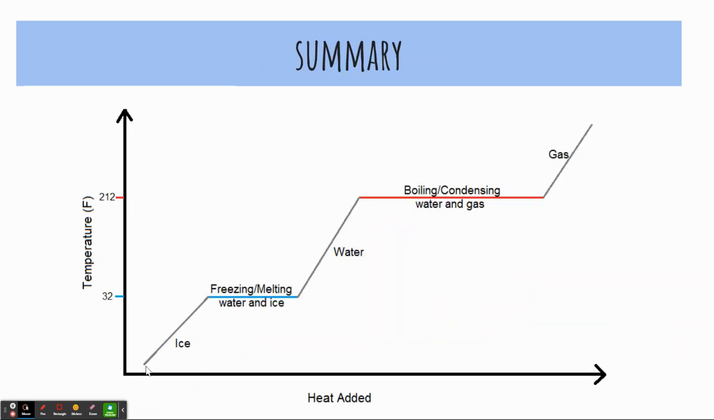So if you look at this graph here, we can see the states of matter and how they change when heat is added. If we start out here at 32 degrees, everything below 32 degrees is going to be ice, all right? And then everything above 32 degrees but below 212, anything in between here, is going to be a liquid, which in this instance is water. And then everything that is above 212 turns into a gas, right?